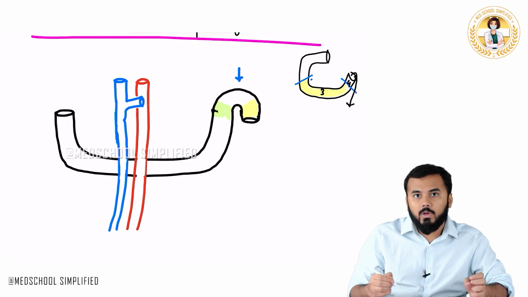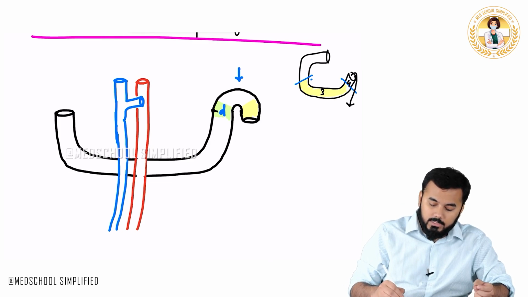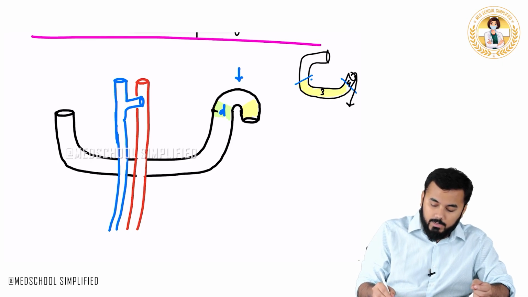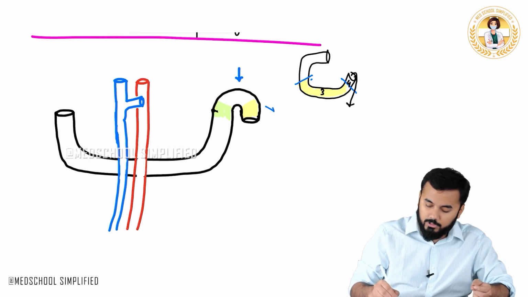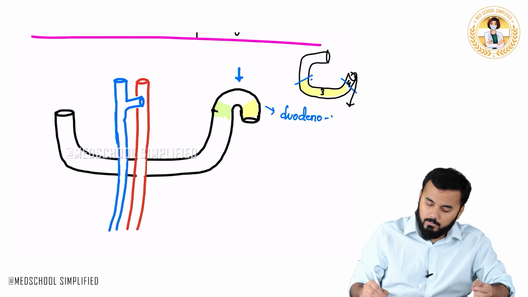So can I call this the duodenojejunal flexure? Why? Because the duodenum is continuing into the jejunum. So I am calling this flexure over here the duodenojejunal flexure.